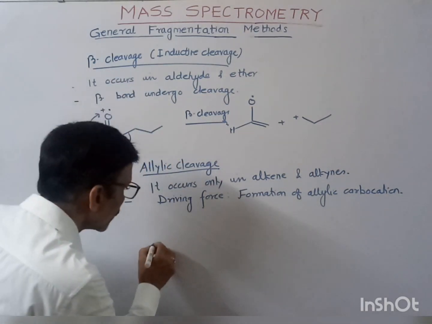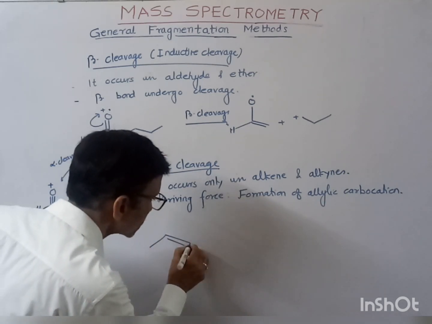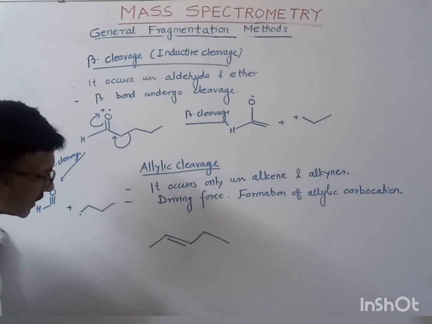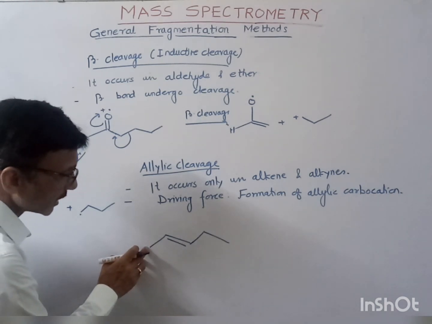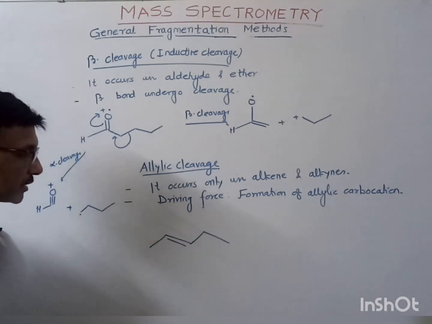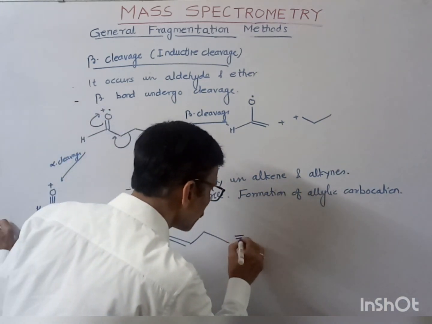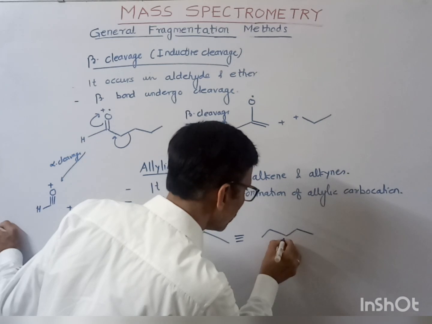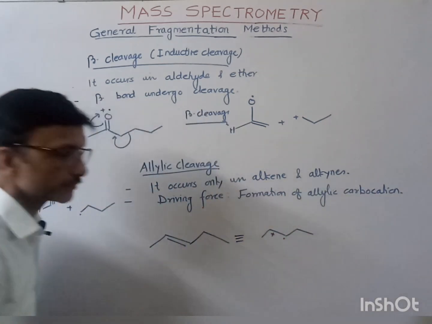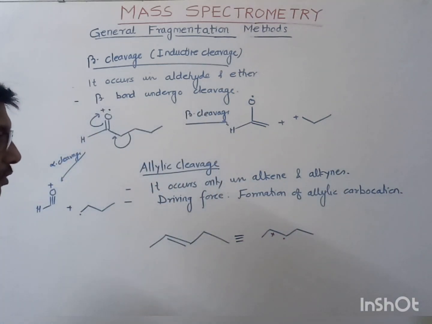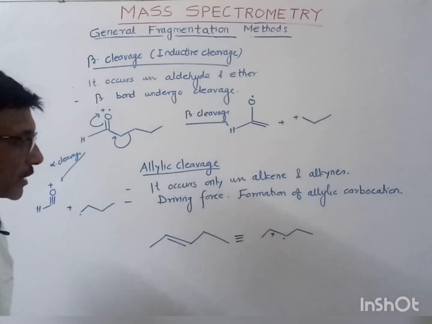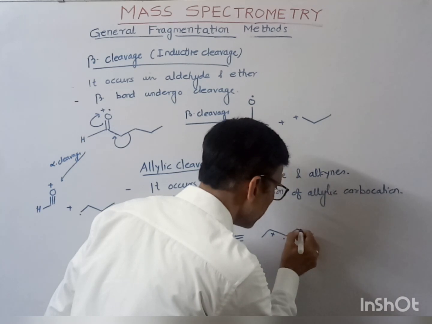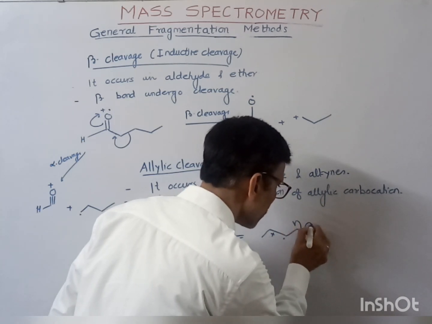So suppose you have this alkene, and you may see that an allylic carbocation is present. This is the allylic carbocation, and you may show this one like this. We may show it in this way also. Okay, so how can we cleave so that we get the allylic carbocation? The possible cleavage is that this bond will undergo cleavage.